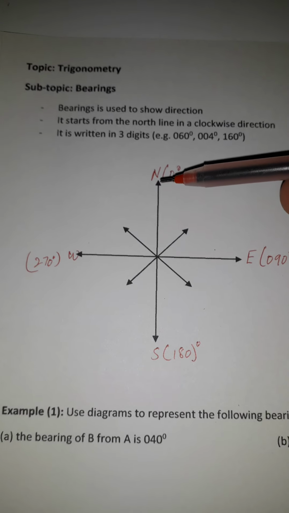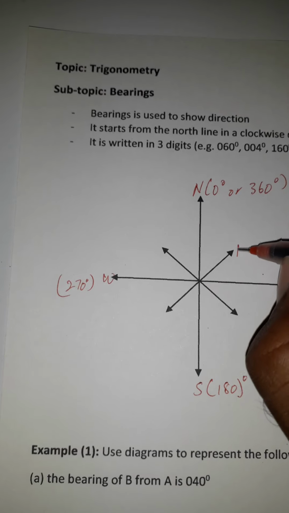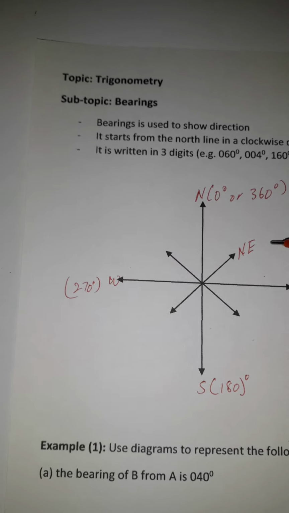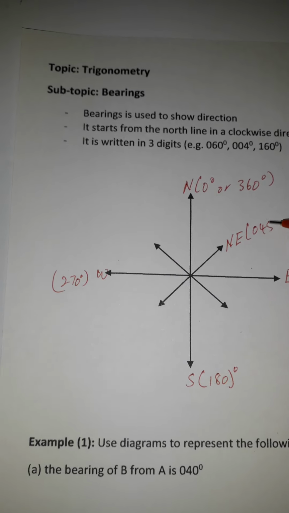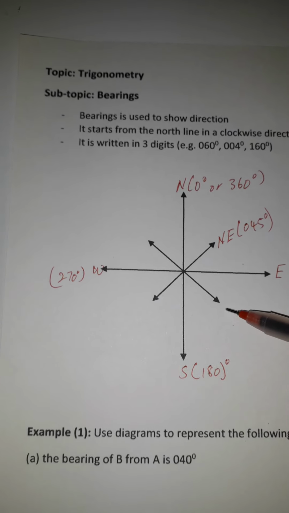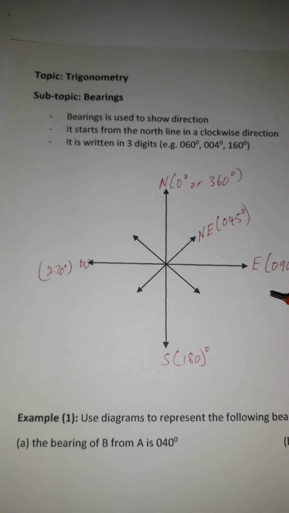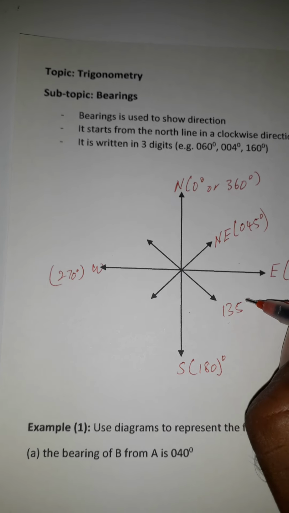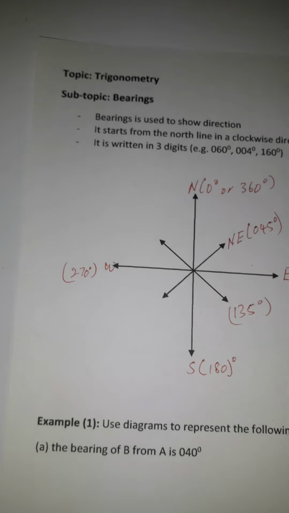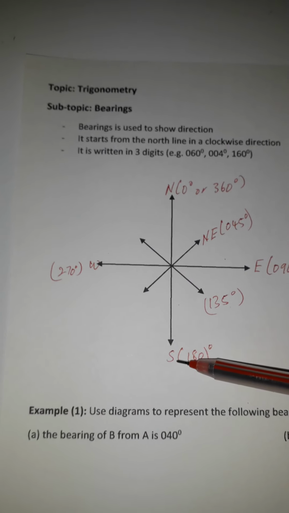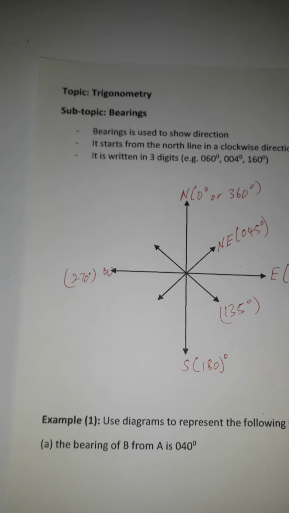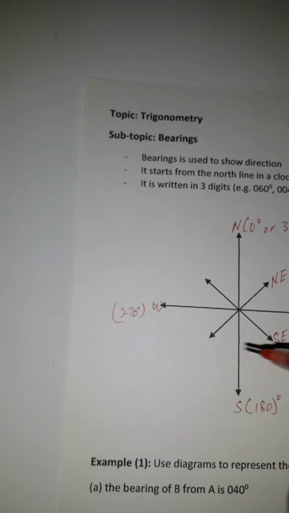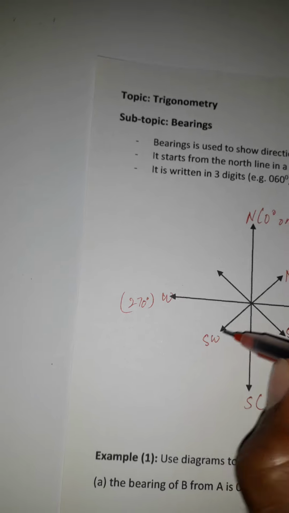Between north and east, we call this northeast. And since here is 90 degrees, this should be 45 degrees, half of 90. So here we'll add another 45. If we add 45 to 90, that will give us what? 135 degrees. And since here is east and south, we don't say east-south, right? We say southeast. So here will be southeast. Here will be southwest. Good.